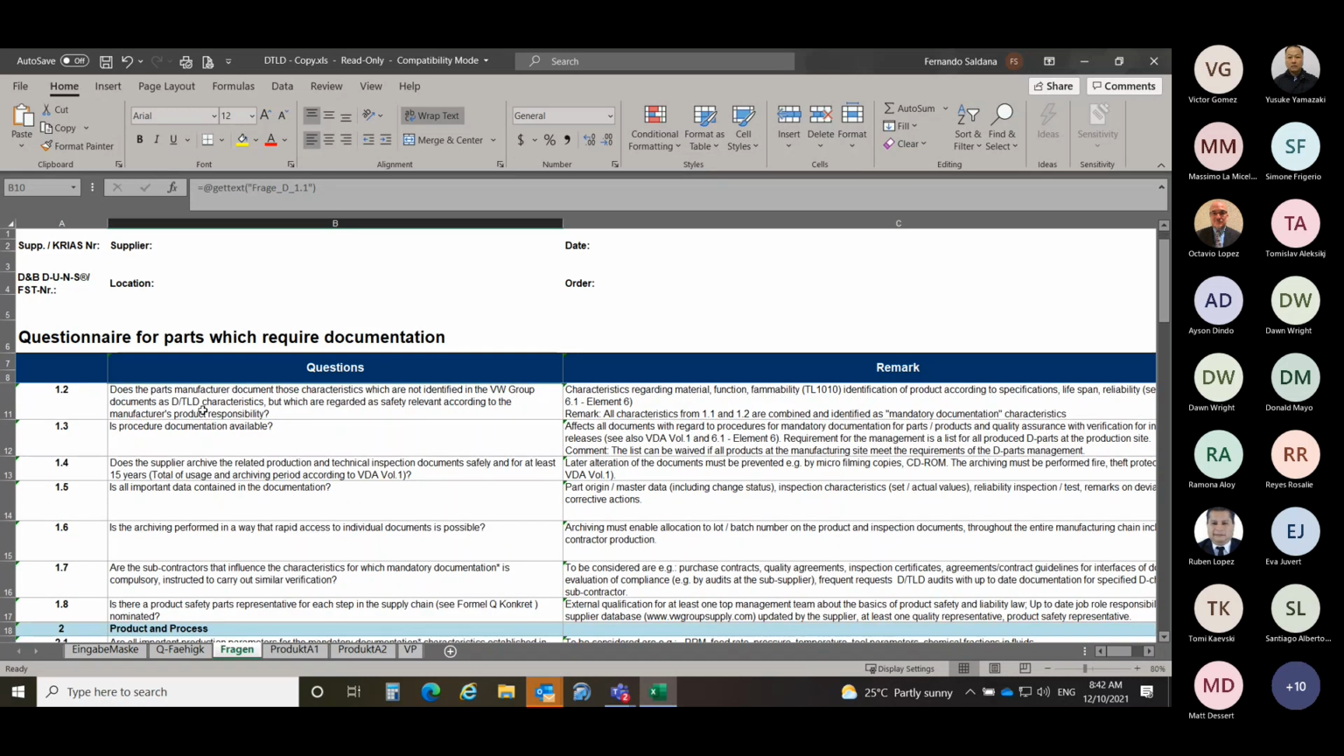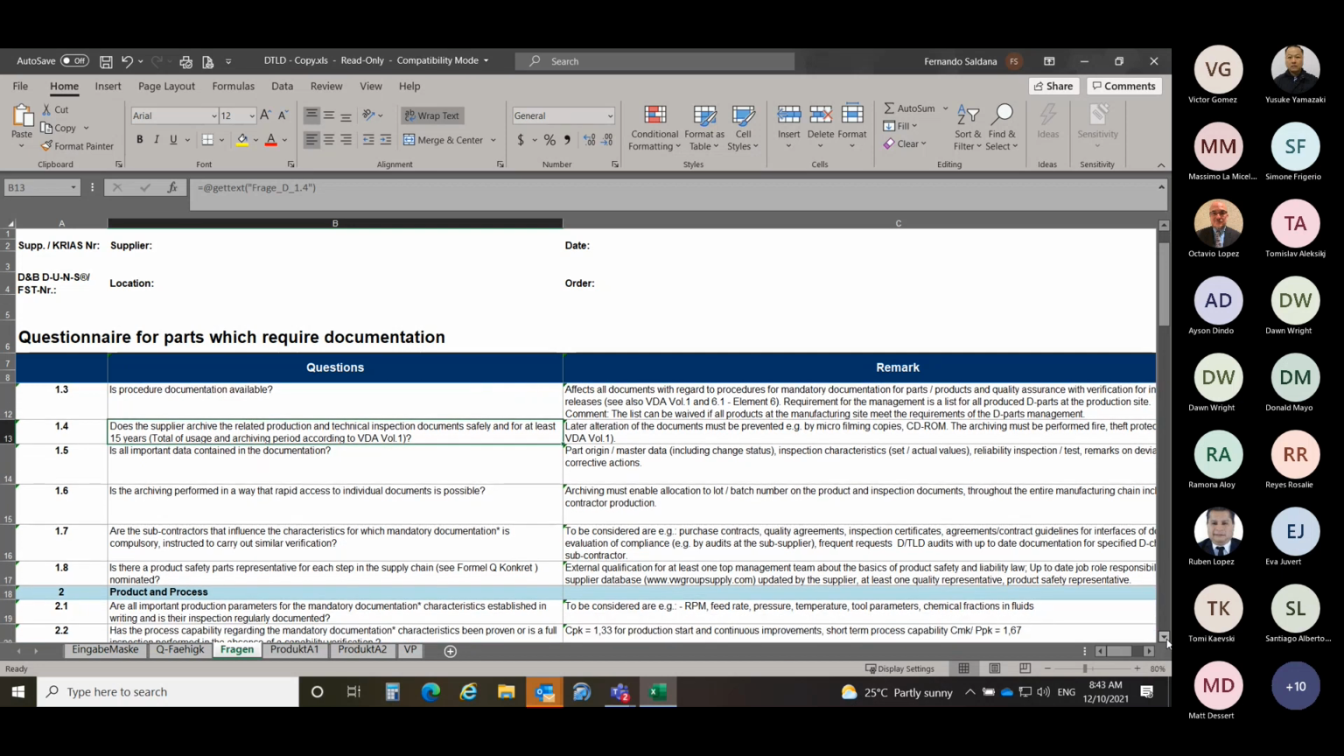The next one is that, besides the characteristics listed in the drawing, you as the manufacturer can identify some characteristics that affect safety. You are the expert building your products, so you may identify some critical or safety-related characteristics that also have to be part of this list. And this refers to the second question here. The third one is if we have a procedure available for this D-TLD process in your plant. So this is one of the key elements.